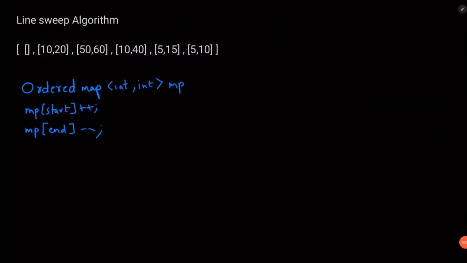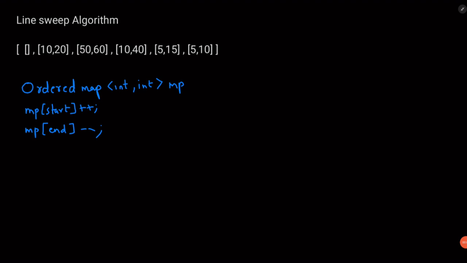A better solution will be to use the line sweep algorithm. It works by marking when a booking starts and when a booking ends. So we mark the start point by incrementing the count and the end by decrementing. We will be maintaining an ordered map. It's very necessary to maintain an ordered map.